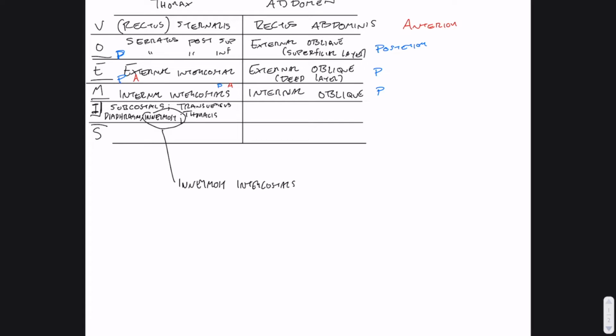Okay, so we have external intercostals, internal, and then innermost intercostals in the inner or internal muscle group layer. In the abdomen, we're going to have 2 muscles. We have a muscle called the quadratus lumborum, as well as the muscle called the transversus abdominis.